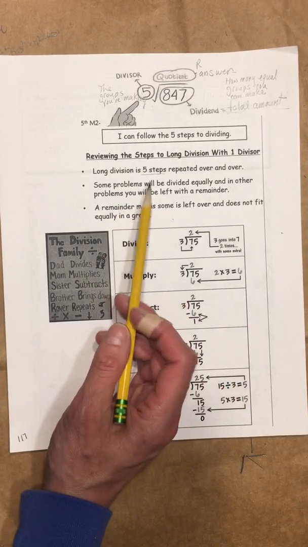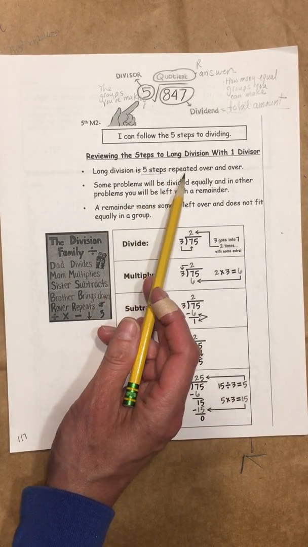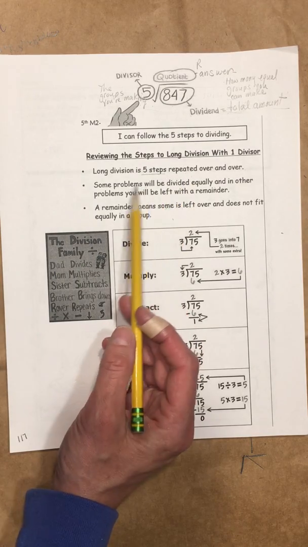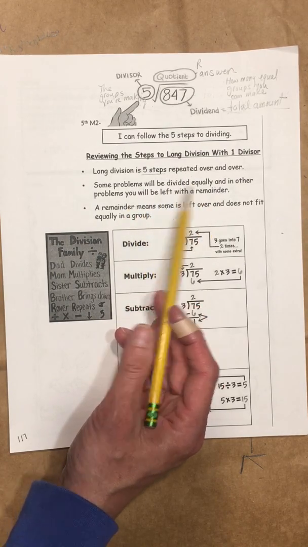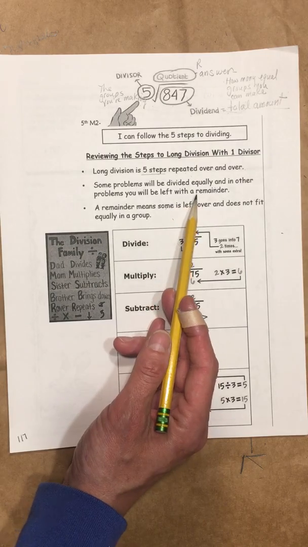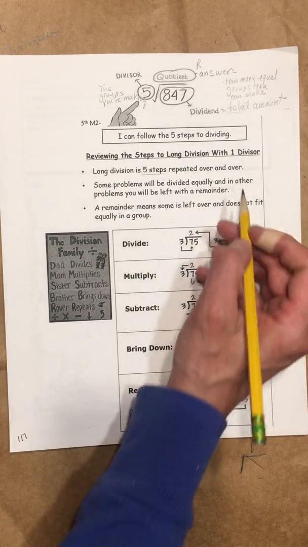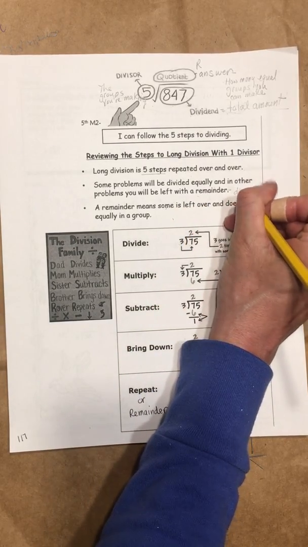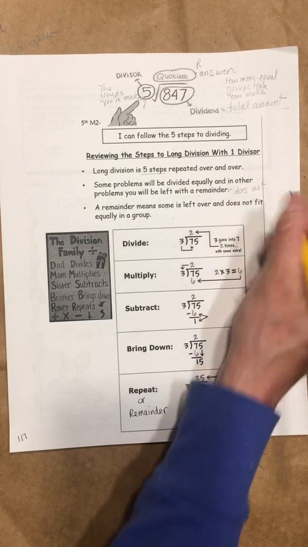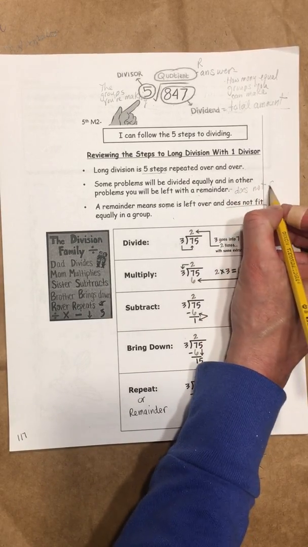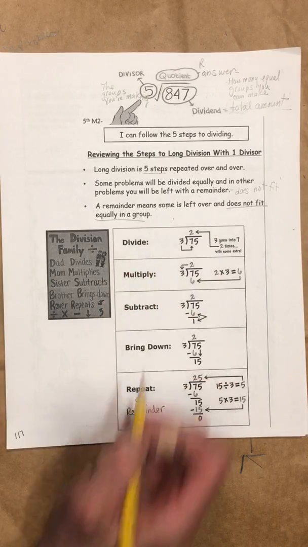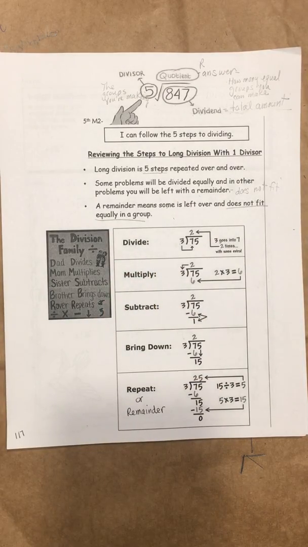Okay. Long division is 5 steps repeated over and over again. Some problems will be divided equally, and other problems you'll be left with a remainder. Remember, remainder means does not fit equally in a group, and it says it right here. That is what a remainder is.